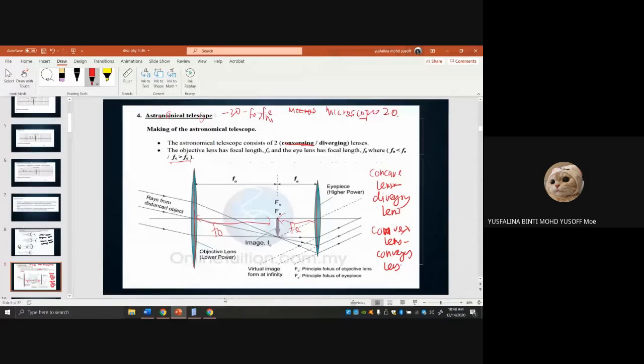The objective lens here has lower power compared to the eyepiece here. And you can also see the image formed is at the focal point of FO and FE. Okay, so this is how you draw the ray diagram for the astronomical telescope.